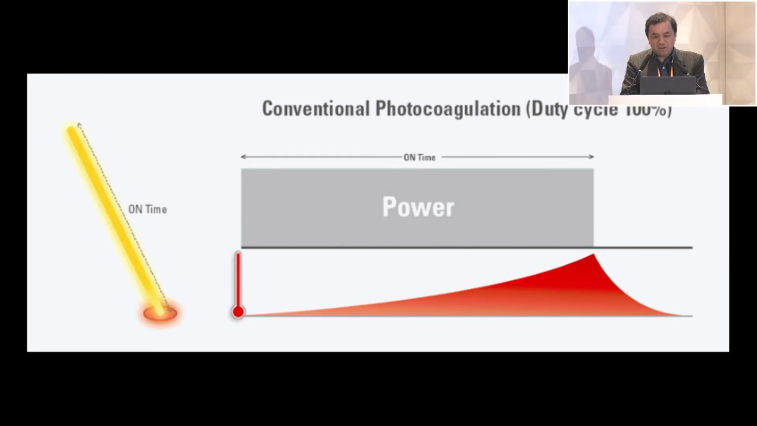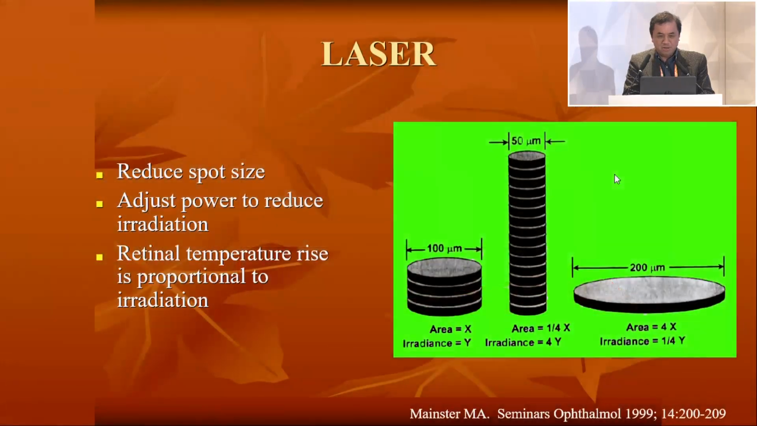So you see here that when you press the foot pedal, the power goes up to whatever you determine it, and it stays on for the entire pulse, the duration of the pulse. So one of the things that you can do, and you have to remember to lower the damage, is you can actually reduce the spot size and adjust power to reduce the irradiation.